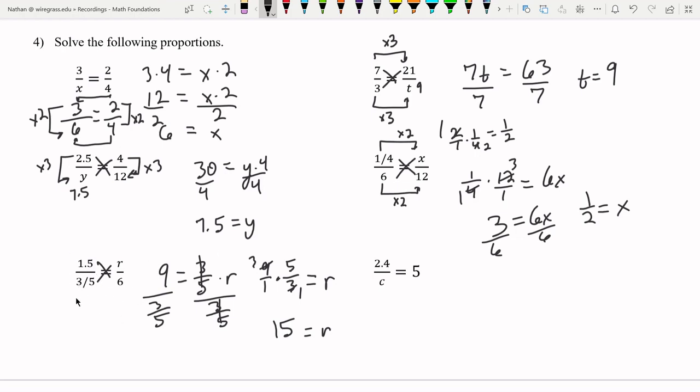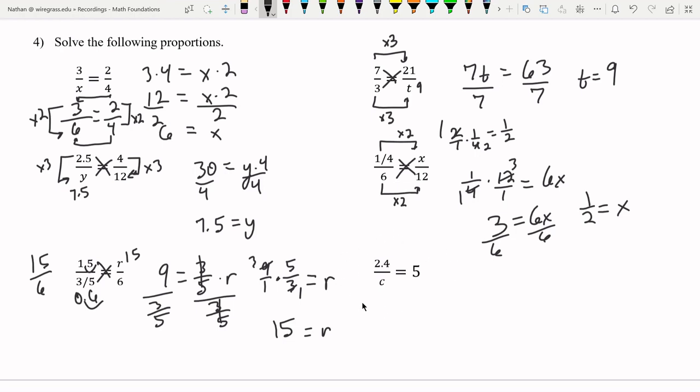That seems reasonable from this solution. 3/5 is the same thing as 0.6. So what we could do is move the decimal point over 1. That gives me 15 over 6, and that's exactly what I had just solved for. So everything does check out in that case.